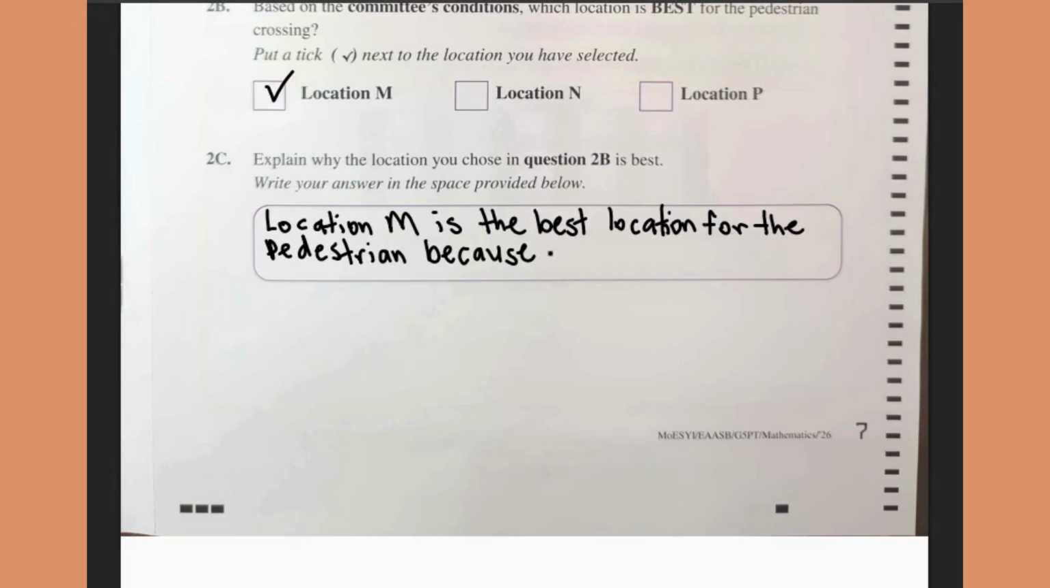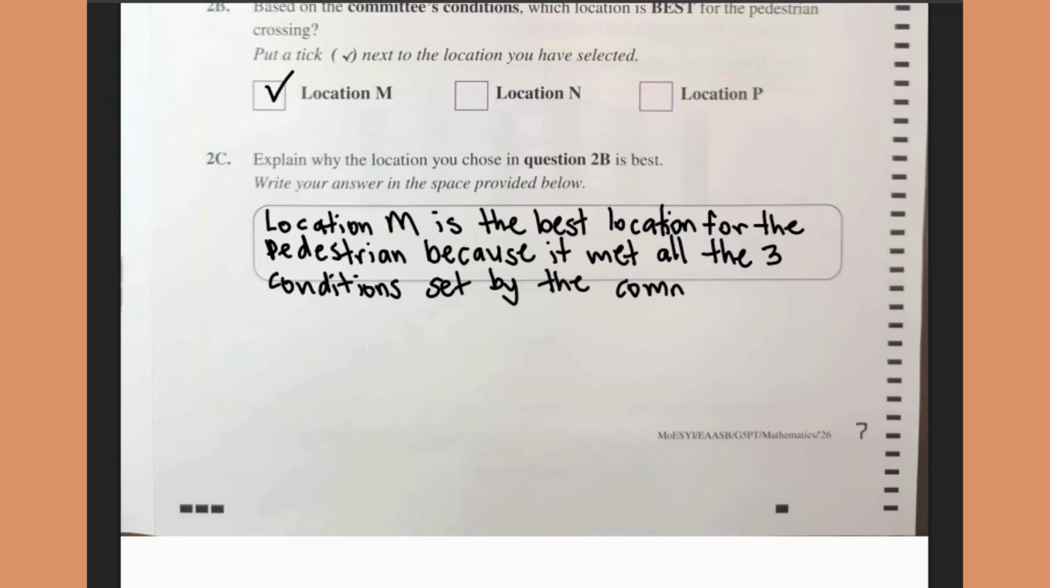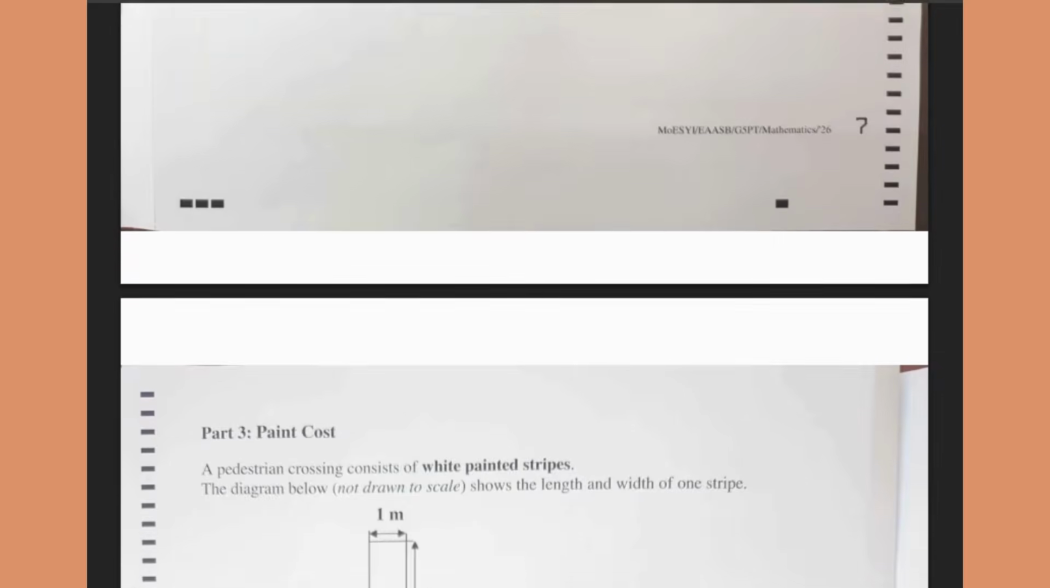Why did we choose it? Because it met all the conditions, or all three conditions set by the committee. Okay, so that's why we're choosing location M.